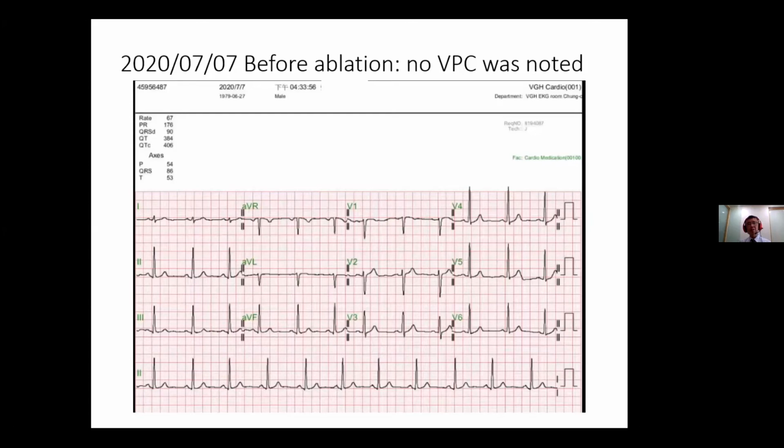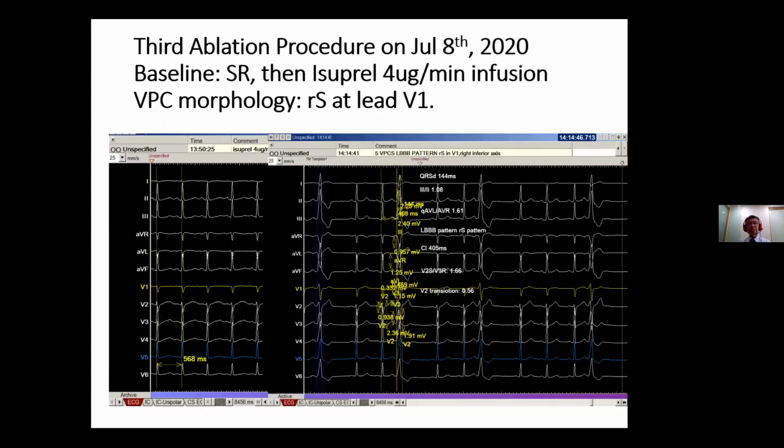For this case, very interestingly, although I did not provide any figure of that, during the procedure, when we paced the coronary sinus, the PVC would show up. But without pacing, just during sinus rhythm, there was no PVC. This is a PVC after pacing at the coronary sinus, also after isoproterenol infusion. You can see the PVC morphology, still L1 is negative, and aVL is also negative.